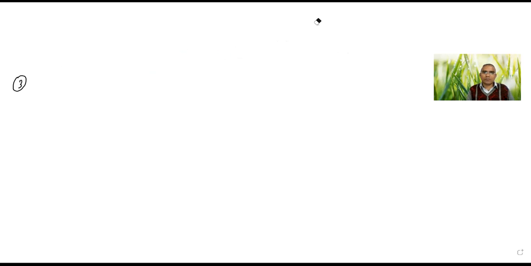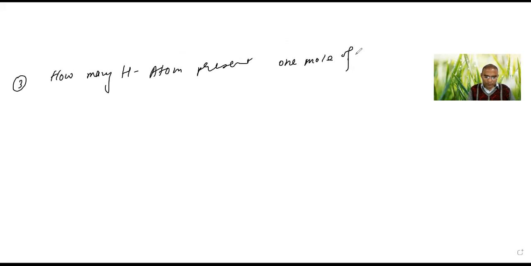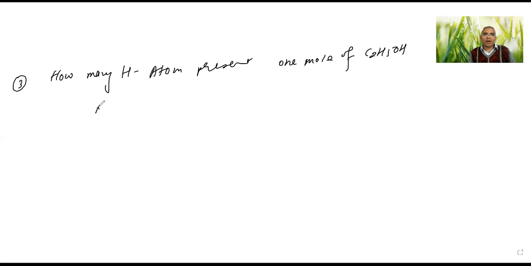See here, they are asking how many H atoms are present in 1 mole of ethanol, C2H5OH. I told you how to calculate the number of atoms. There are so many formulas we have studied till now. The number of atoms is n into Na. Keep this in mind.